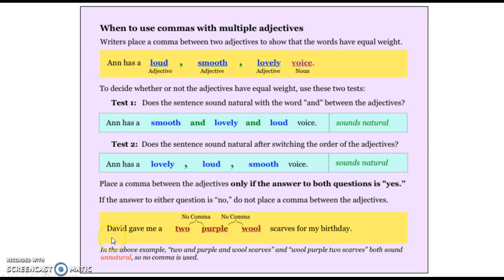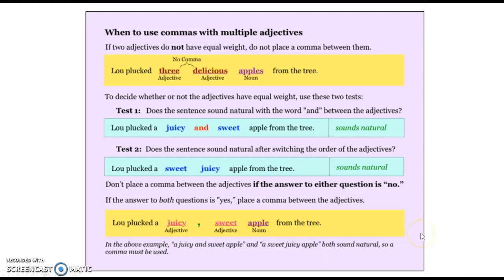Here's an example of when we wouldn't use a comma. Dave gave me, I think it's supposed to just be 2 purple wool scarves for my birthday. So if I ran our test, Dave gave me 2 and purple and wool scarves. That doesn't sound right, putting and in between. So we know that there's not going to be commas there. Similarly, if we ran our second test, we can't just switch the order of those. Dave gave me wool 2 purple scarves. That doesn't make sense. So we don't have commas there. Again, this is just about our tests. So a couple more examples if you want to write those down.